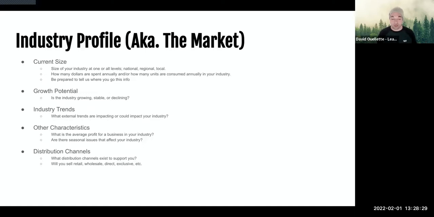And then you could also add in elements of distribution channels. So, what current distribution channels exist in this industry to support you? Will you sell retail? Are you going to sell wholesale? Are you direct to consumer? So that's kind of what we're talking about when we're thinking about our distribution channels.